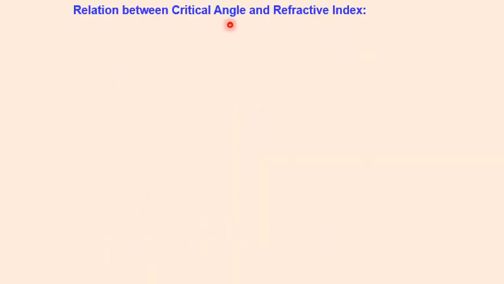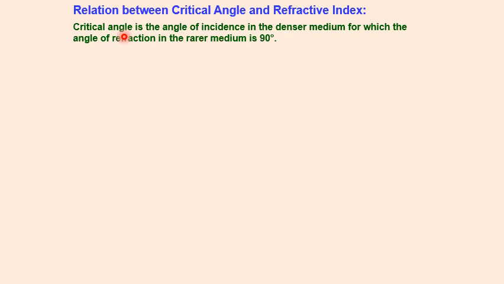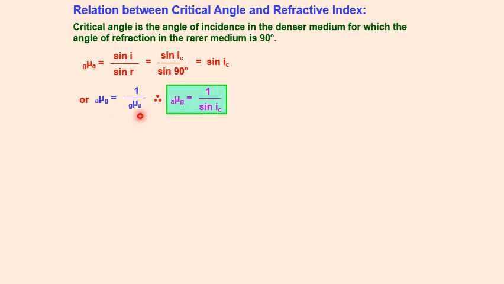Relation between critical angle and refractive index. Critical angle is the angle of incidence in the denser medium for which the angle of refraction in the rarer medium is 90 degrees. G mu A is equal to sin I upon sin R is equal to sin IC upon sin 90 is equal to sin IC, because sin 90 is equal to 1. A mu G is equal to 1 upon G mu A. Therefore, A mu G is equal to 1 upon sin IC, or sin IC is equal to 1 upon A mu G.